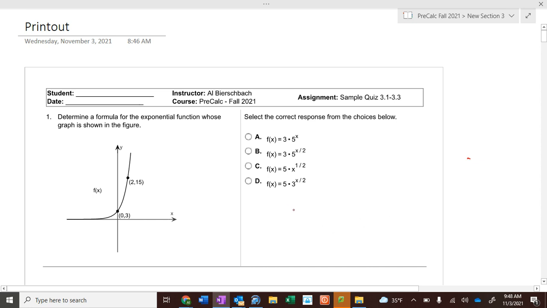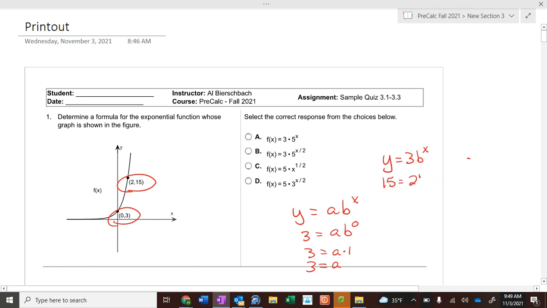Craziness sometimes. So y equals a times b to the x for an exponential function. Okay. So we have 2 points, so we plug them in. The first one I'm going to plug in is the one that involves 0. So 3 equals a times b to the 0 power. Well, b to the 0 is 1, so a we must know is 3. So then we re-plug it in: y equals 3 times b to the x. Now let's use (2, 15). So the y value 15 equals 3 times b to the second power.